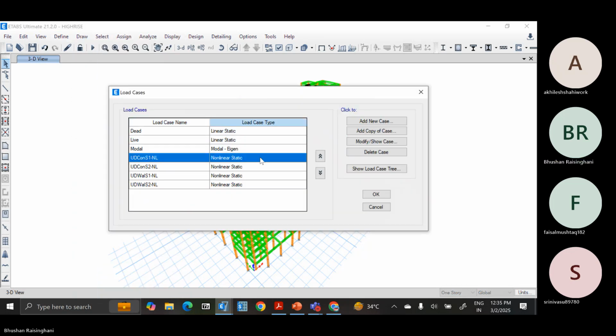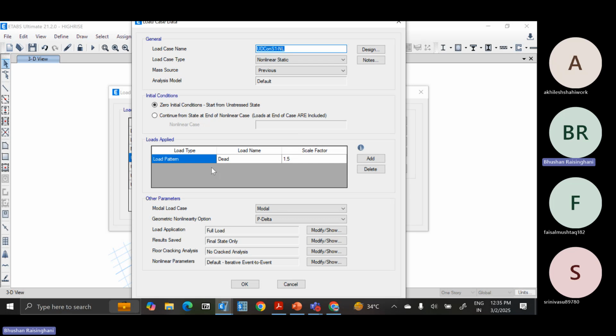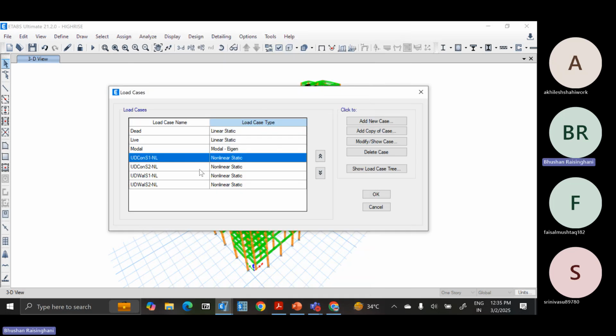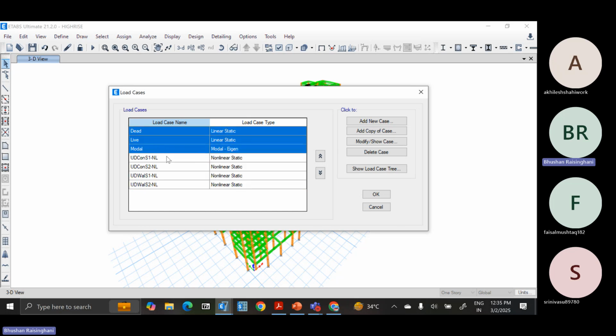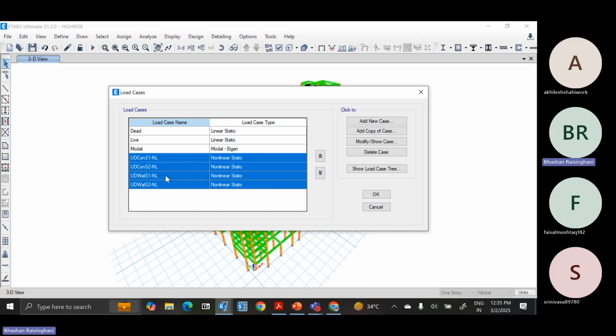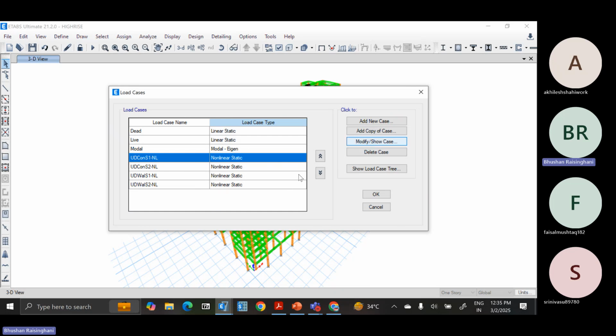When you modify or show this option, here P delta is selected. Geometric nonlinear option is selected in this. Previously it was not there, but now it is converted to nonlinear. So P delta is considered here. Okay, so nonlinear static is considered in the load cases that were recently added. Previously there were only 3 load cases. Now once I converted the load combinations into nonlinear load cases, the load combinations have come into load cases as nonlinear, in which P delta is available.